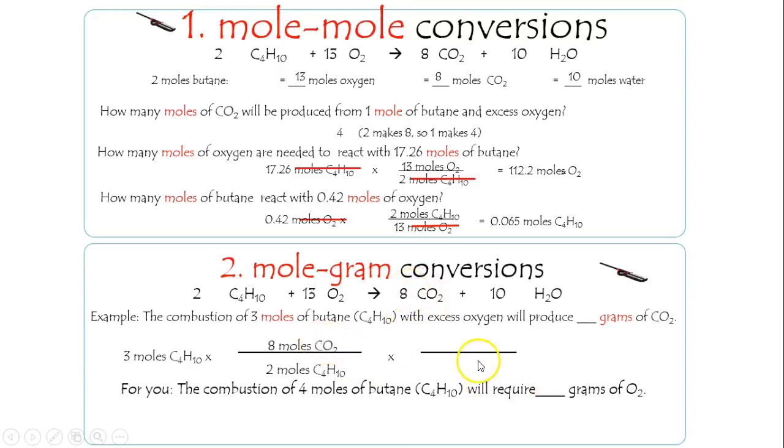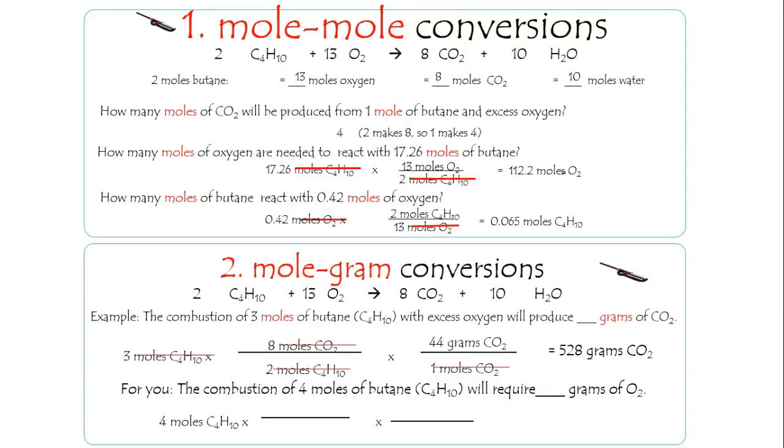Those units there, we're going to automatically write them so they cancel. So we've gone from moles of butane to moles of CO2, and then we'll go from moles of CO2 to grams of CO2. A mole of CO2 has a mass of 44 grams, so these are mathematically equivalent. Punch it all in, and you should see that this produces 528 grams of carbon dioxide.